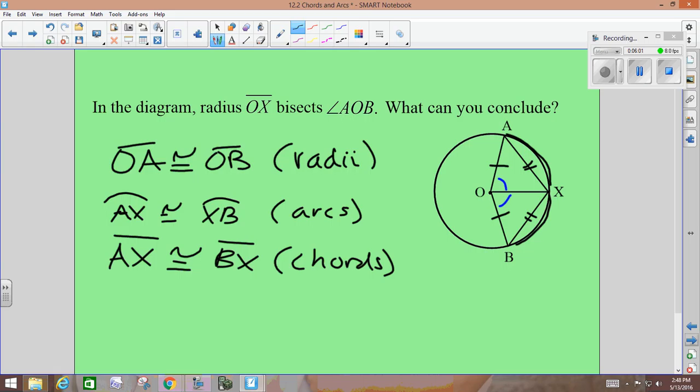Zach, what is OX? How would you describe that in relation to the circle? Yeah, but what would you call it? That's a radius. There you go. So it'd be congruent to Alyssa's that she named off, right? Okay. So congruent chord, congruent central angle, congruent arcs.